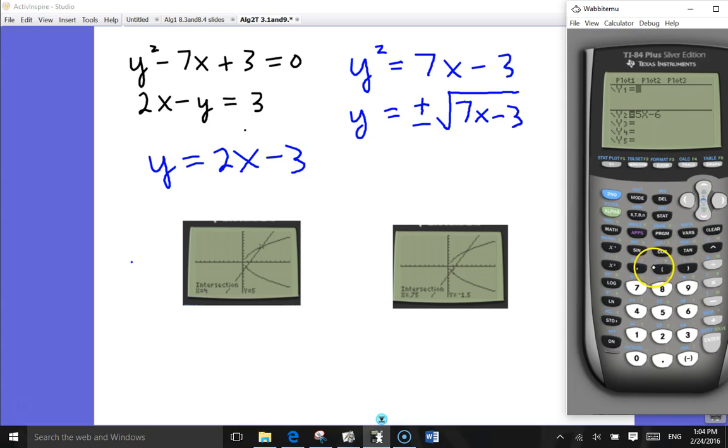Okay, so the top half will be the positive square root. Second, square root 7x minus 3. Right. Down, clear. Minus, negative, second square root 7x minus 3. Enter. And now 2x minus 3.